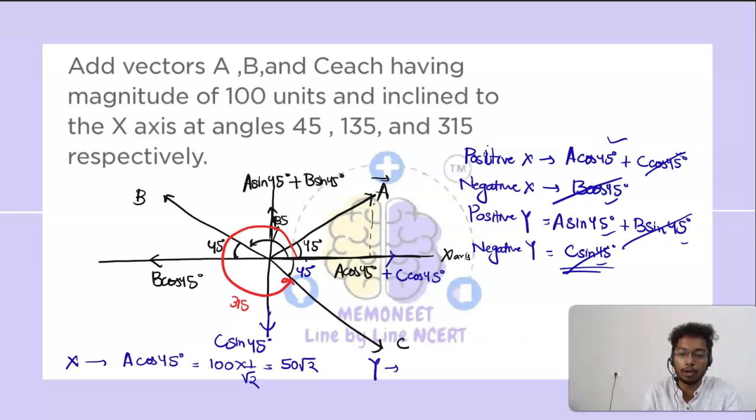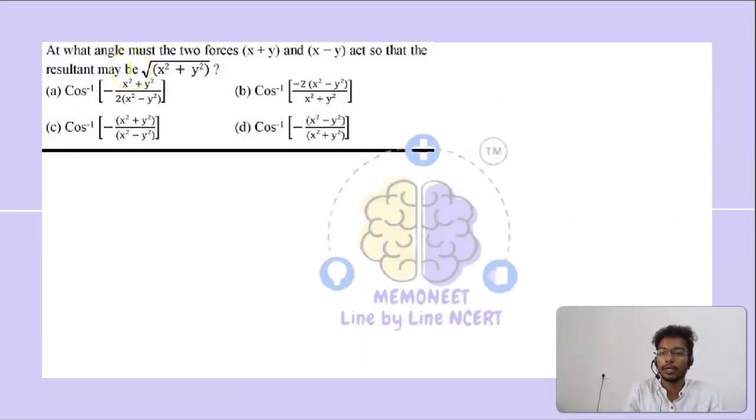So we have sin 45 degrees, which means 100 into 1 upon root 2, that is equal to 50 root 2. So the sum of the vectors will be 50 root 2 i cap plus 50 root 2 j cap. So this is the sum of all three vectors, that is a, b and c. Let's read the question here.